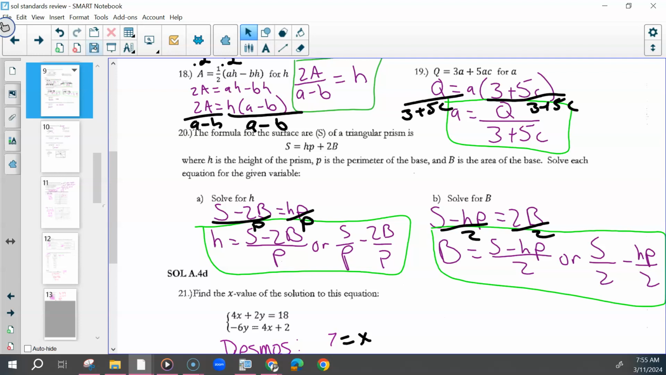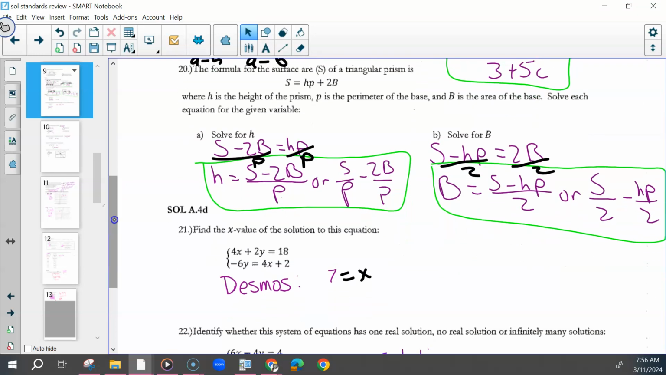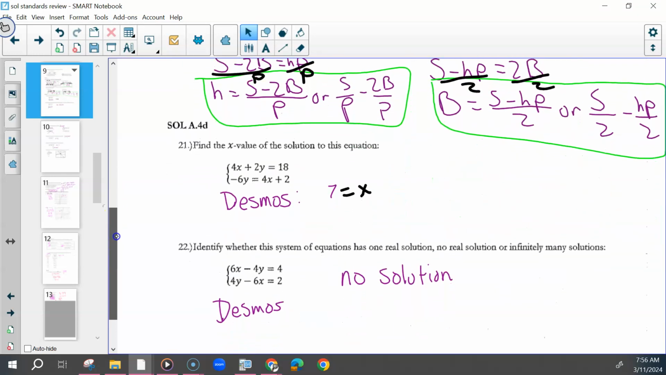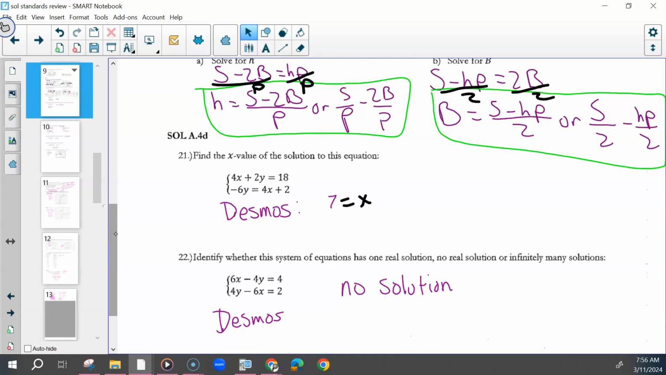Most of the other ones are Desmos questions. So you should have been using Desmos, putting those in. You could always do it by hand as well. So 21, 7 equals x or x equals 7, either or doesn't matter, because it only asks us to find the x value, not the whole ordered pair. For 22, no solution.